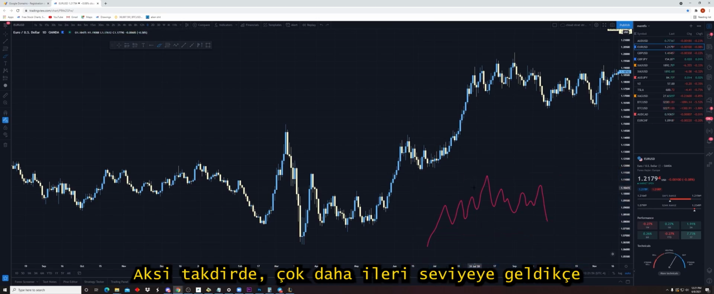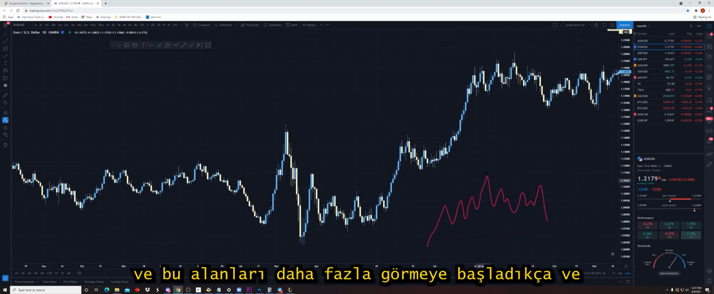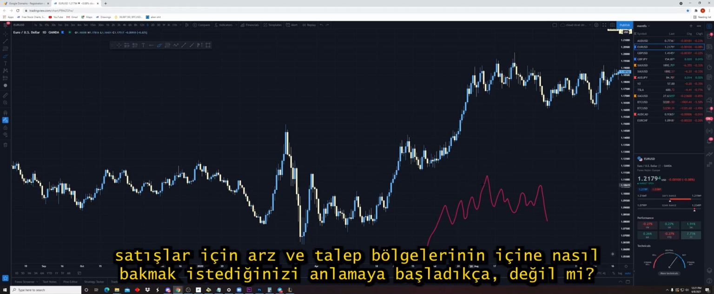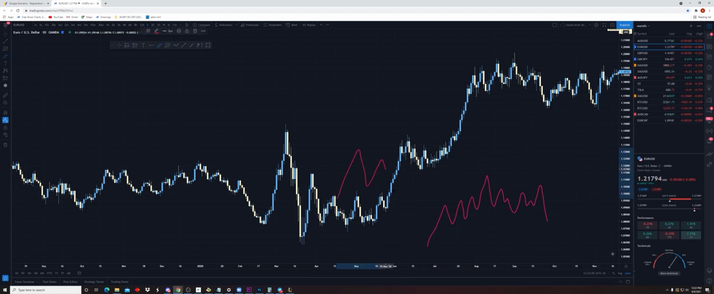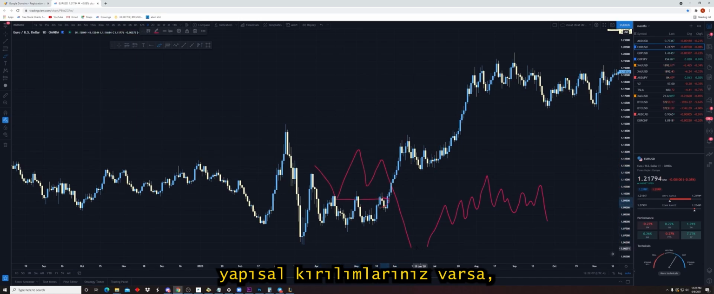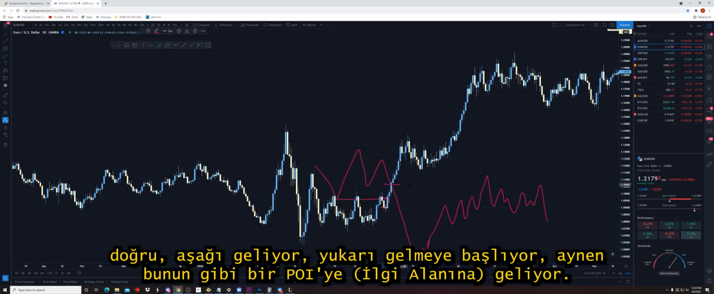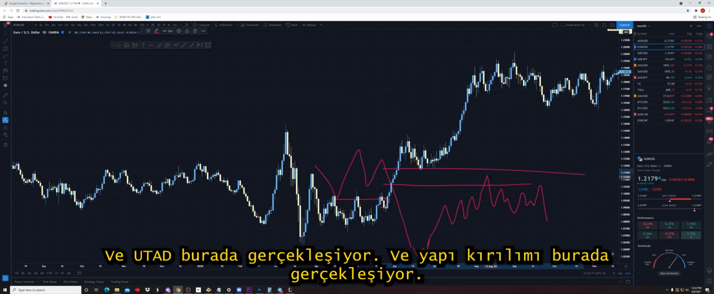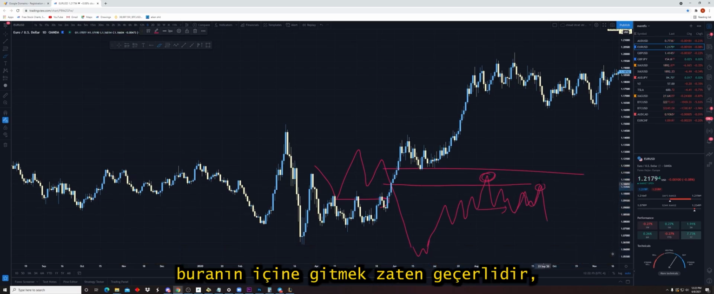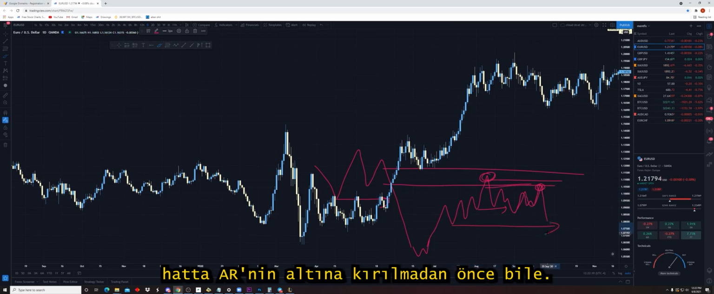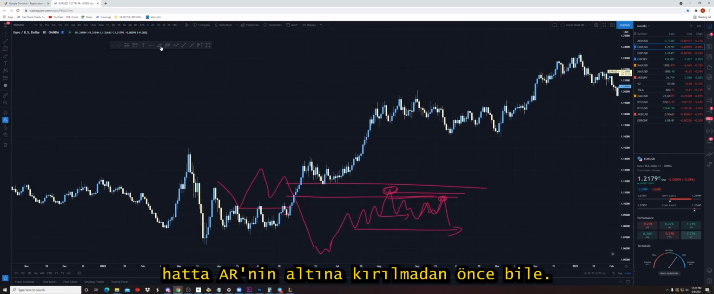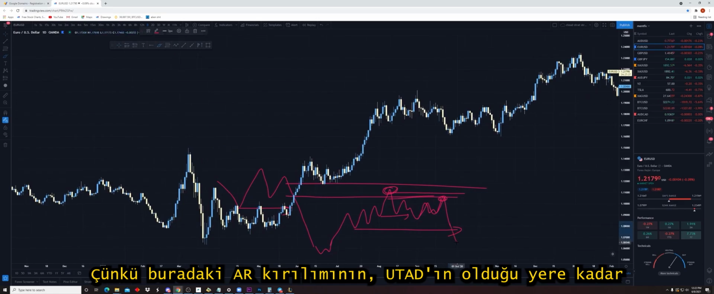Otherwise, as you become much more advanced and you begin to see these areas more and you begin to understand how you want to look inside supply and demand zones for sells, right? So if you have structural breaks, it comes down, starts coming up, comes into a POI just like this, and the UTAD happens here and the break of structure happens here, you're already valid to go for the test inside of here off the last buy before the sell, even before it breaks below the AR, because it's never a guarantee that a break of the AR will make a move all the way back up into where the UTAD was.